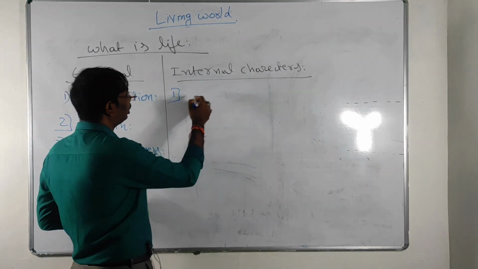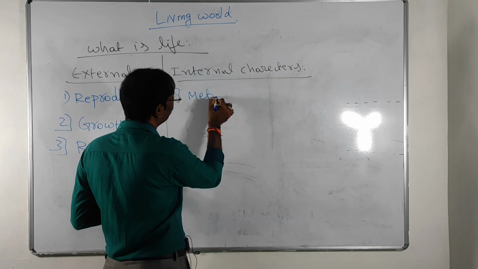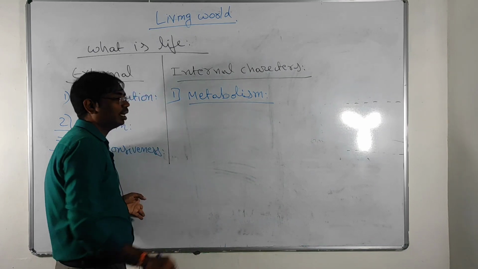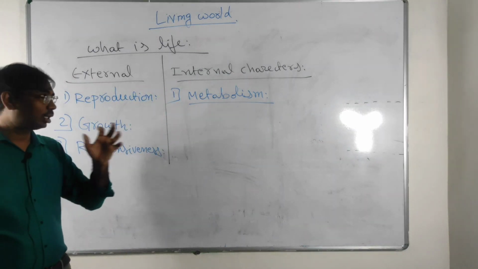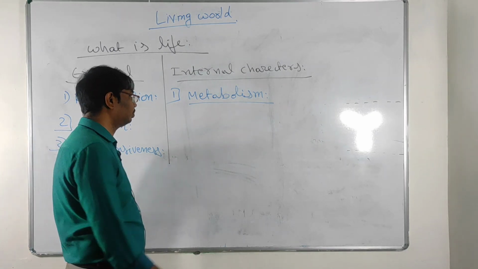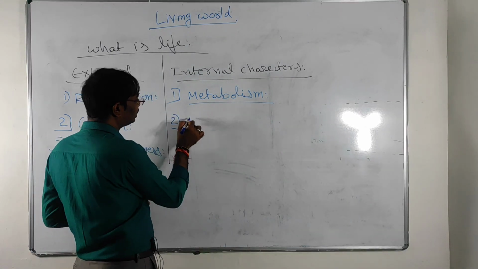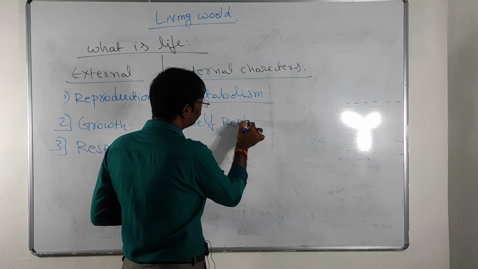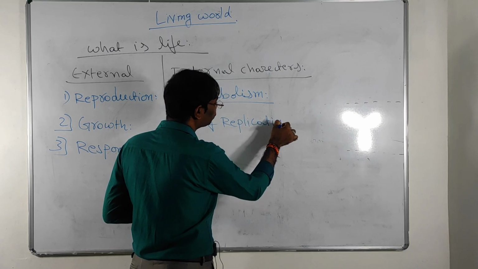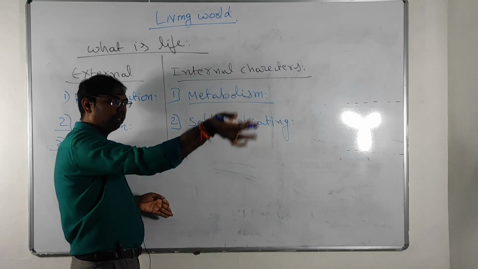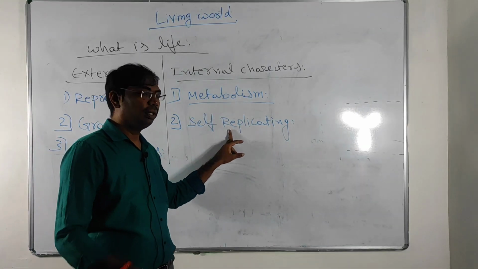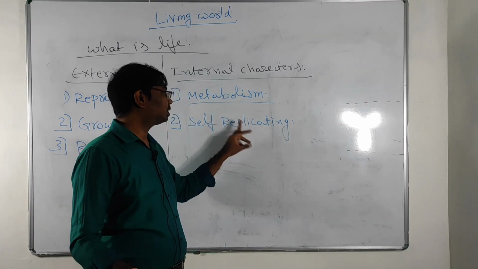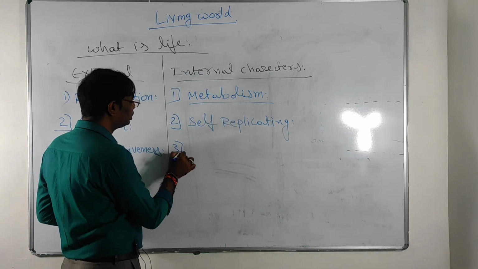Okay, so now internal characters. What are the internal characters? Metabolism. Just now we discussed metabolism. Metabolism means chemical reactions present inside the organism. Those chemical reactions are called metabolism. Then the second point is self-replicating. The organism is able to replicate itself, that is called self-replicating. Replicate means reproduce. So the organism is able to produce its molecules, or reproduce itself. That is called self-replication.